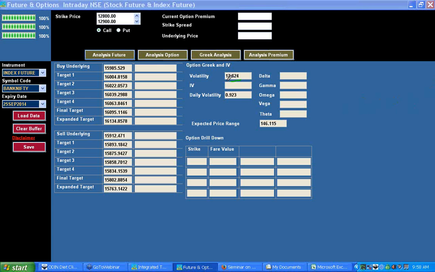And here too the volatility is 17.62. This volatility has fallen down from 22 to 17.66 because of this 10 to 15 minutes of your range boundness.